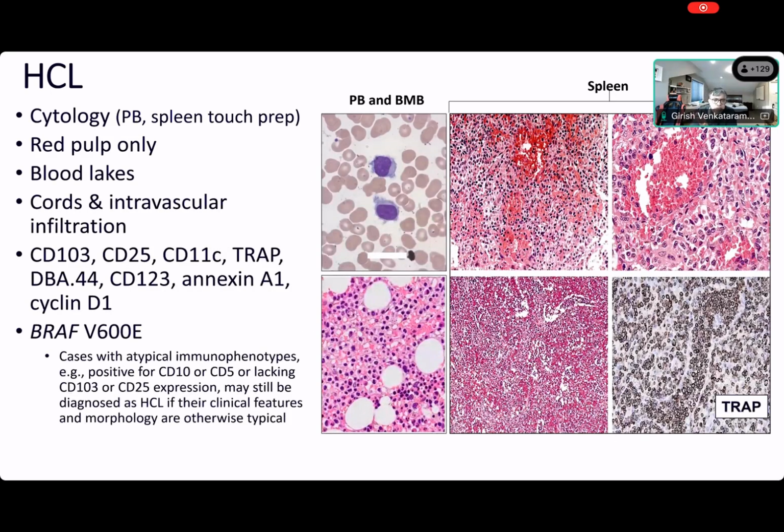So this hairy cell, this is a textbook picture. They will always ask you this in the exams. It's good to know the basics. So looking at the left, it involves red pulp. It causes what we call blood lakes, right? There's a lot of that on gross examination, and it's mainly in the red pulp.